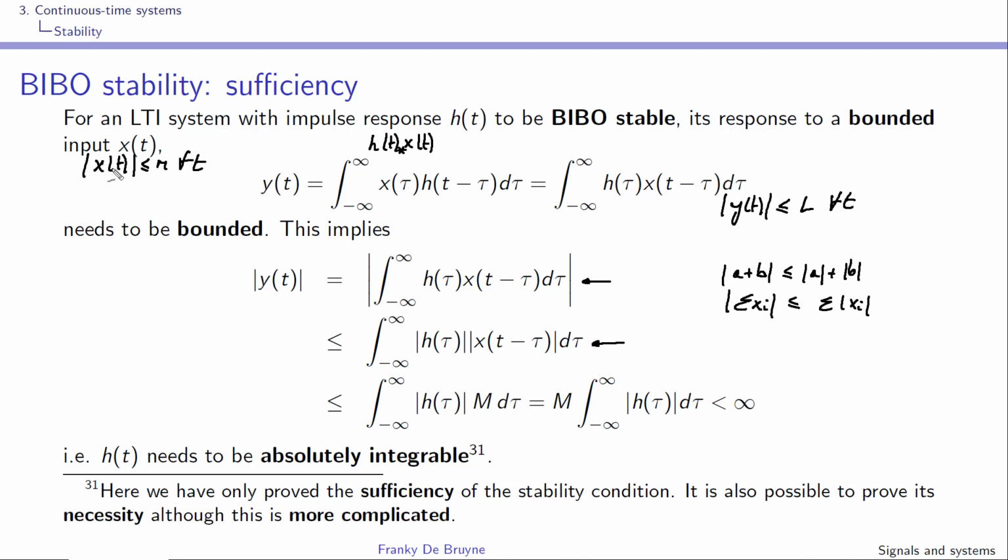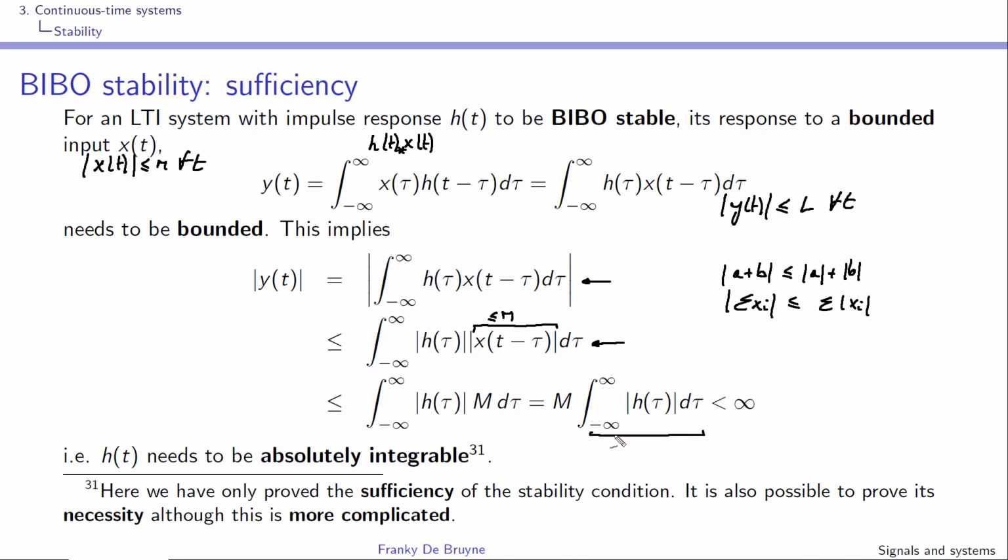We have here that x of t is bounded, so of course if you shift it, the bound will remain the same. So this is really m over here. Okay, so we'll replace, and this is smaller or equal to m, so we'll replace it by something that is larger. This is the m over here. And now we can use our property.